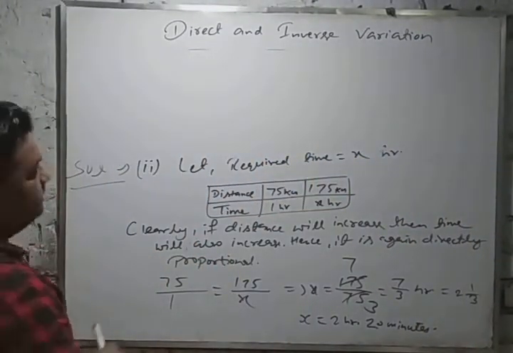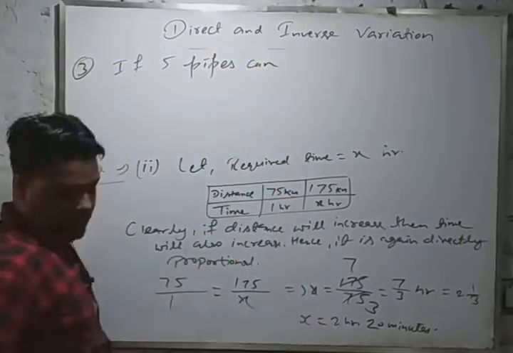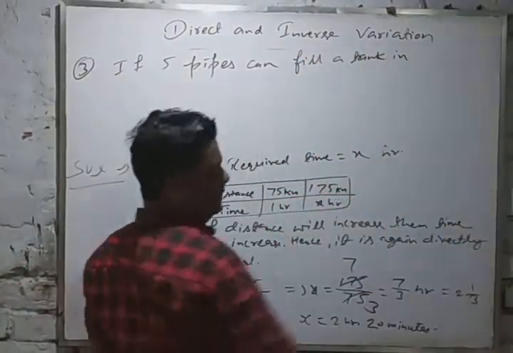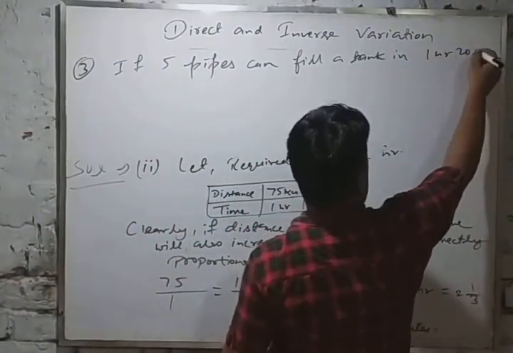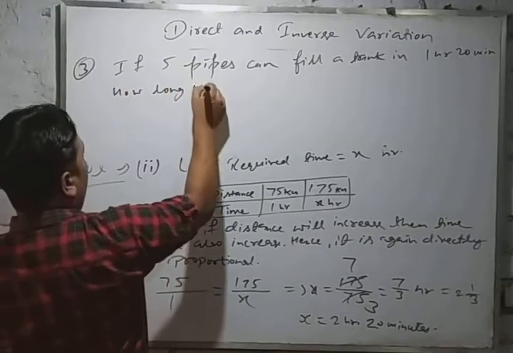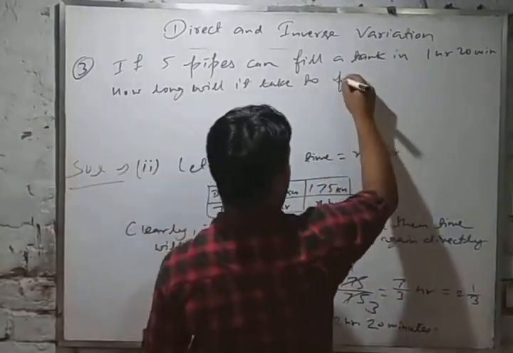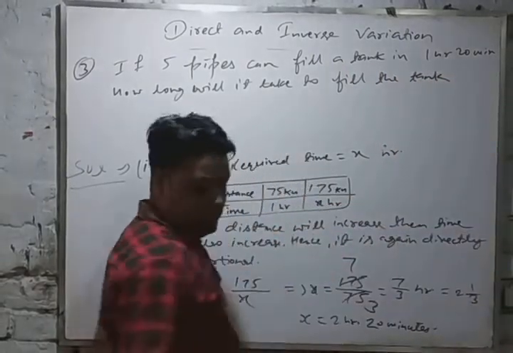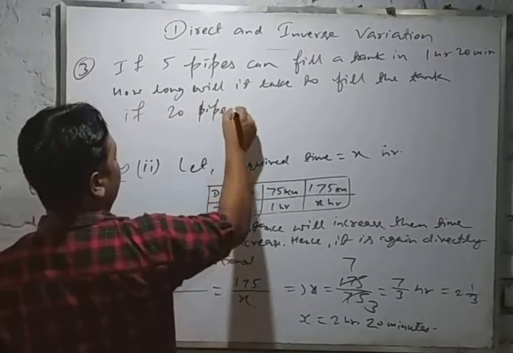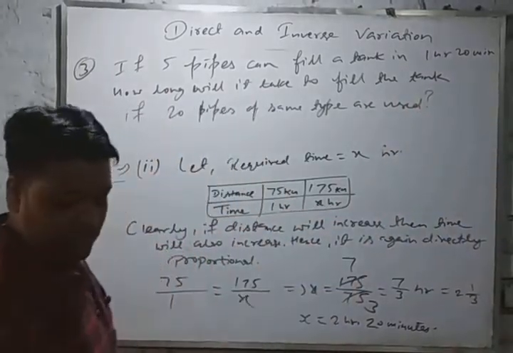Now the next question is, if five pipes can fill a tank in 1 hour 20 minutes, then how long will it take to fill the tank if 20 pipes of the same type are used? Okay. Now let's solve it.